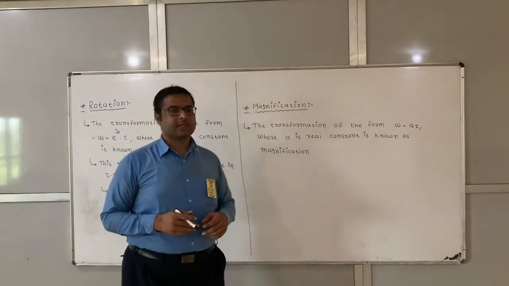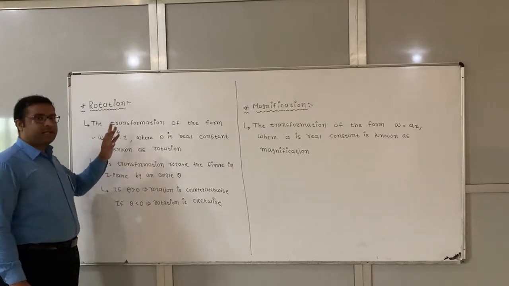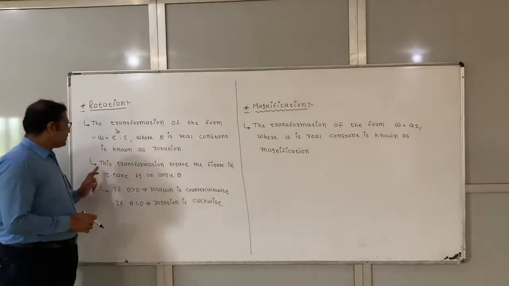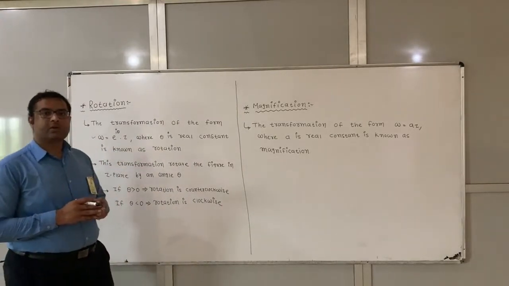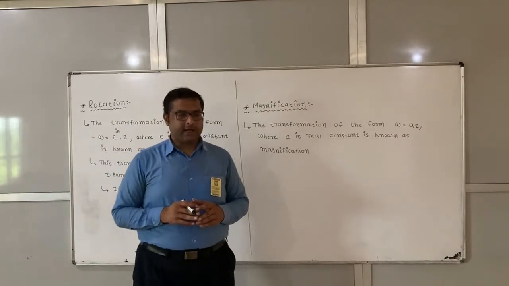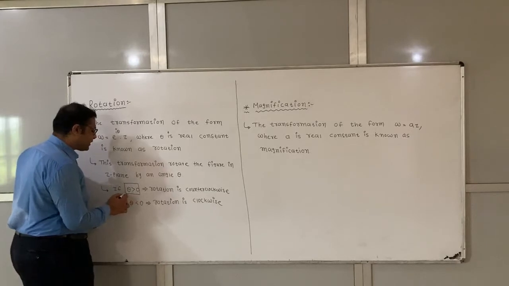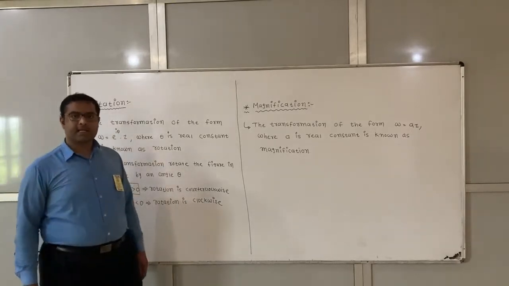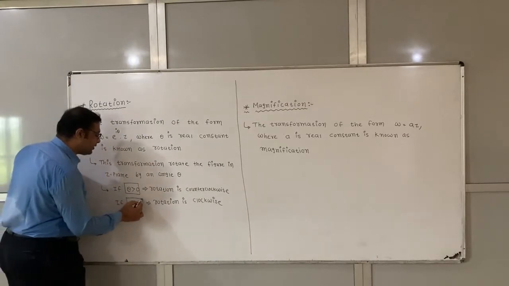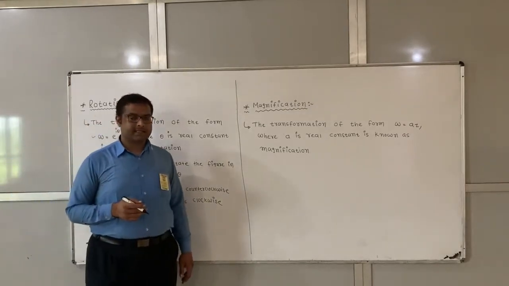So any transformation of the form w is equal to e raised to i beta into z is known as the rotation. Now, this transformation rotates the figure in the z plane by an angle theta. If the value of theta is greater than 0, then it rotates the figure in the counterclockwise direction, and if the value of theta is less than 0, then it will rotate the figure in the clockwise direction.